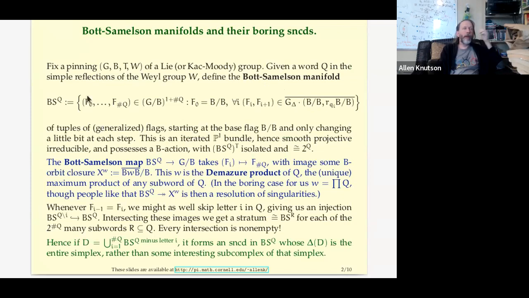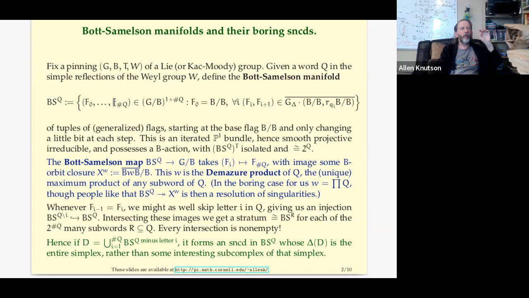What the Bott-Samelson manifold is, and this is not how they defined it, because they were thinking in the early 50s. At the time, algebraic groups didn't exist. They were doing things with compact groups. But I'm going to take a Bott-Samelson, I'll talk about something homeomorphic to what they were doing. It'll be a list of flags, and each of these flags will be almost equal to the previous flag.